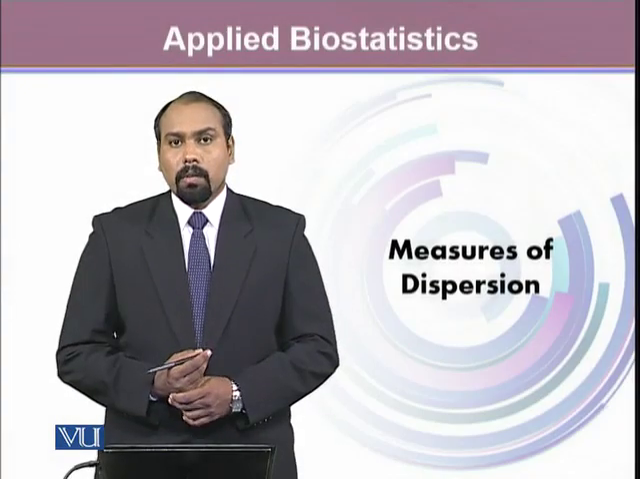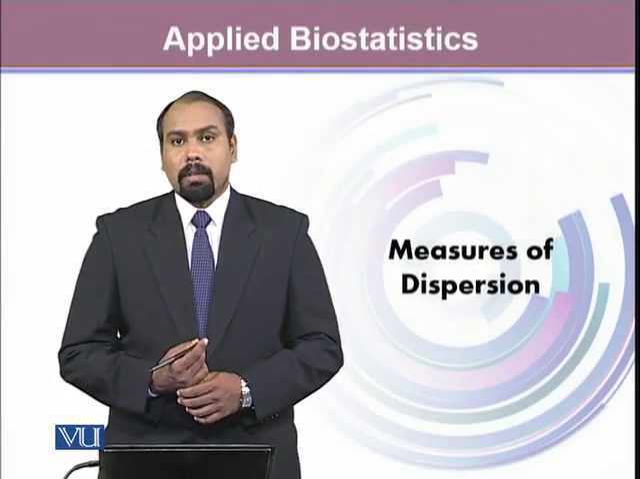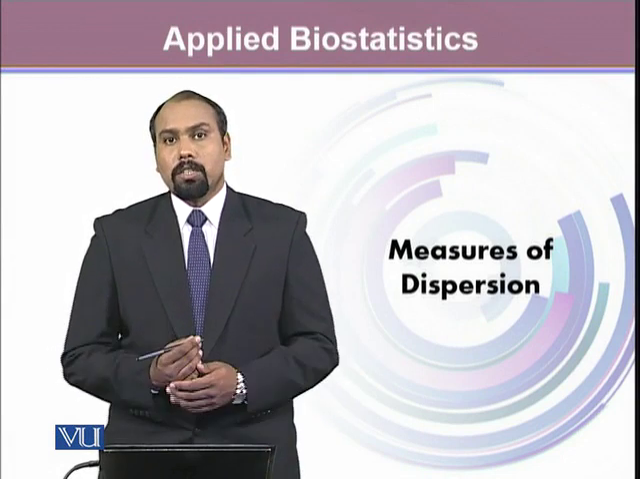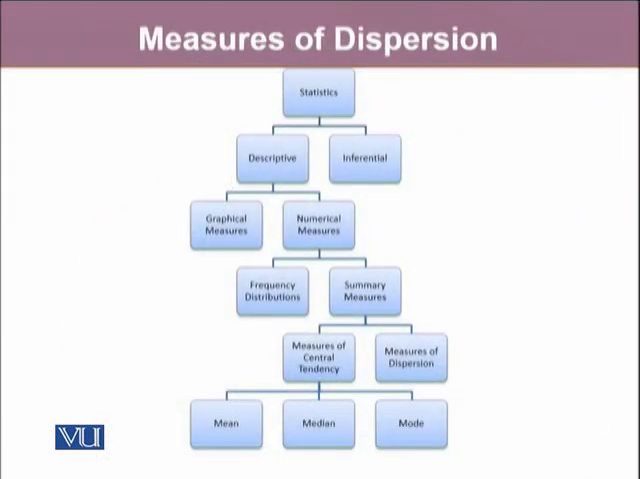In this module, we'll talk about another descriptive statistic called measures of dispersion. Since we know that whenever we use statistical methods, we either do descriptive statistical methods or inferential statistical methods. Descriptive statistical methods can be graphical or numerical. In numerical, we often do frequency distributions or the summary measures. And within the summary measures, we try to calculate measures of central tendency, which are mean, median, and mode. The other measures are the measures of dispersion, which are going to be the focus of this module.